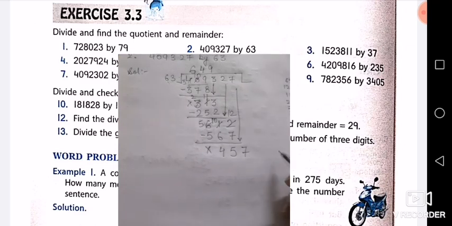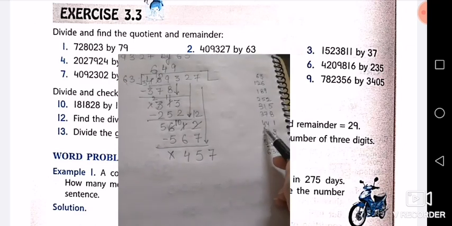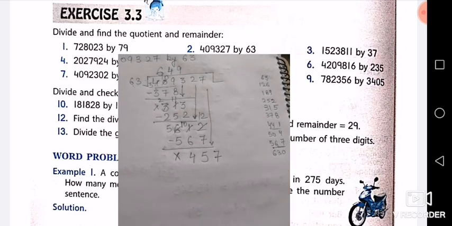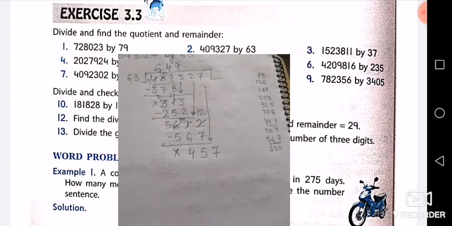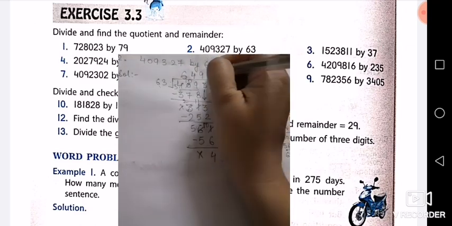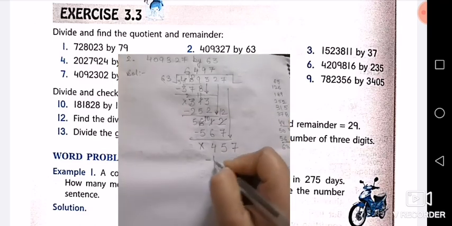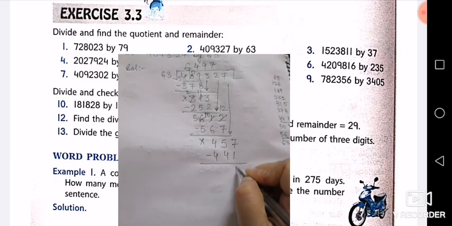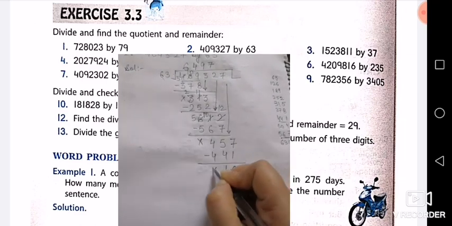Now, 457, you can see 457 is nearer to which times? That is nearer to 7 times. So, we'll do it 7 times 441. 7 minus 1, 6 you are getting. 5 minus 4, 1 you will get.